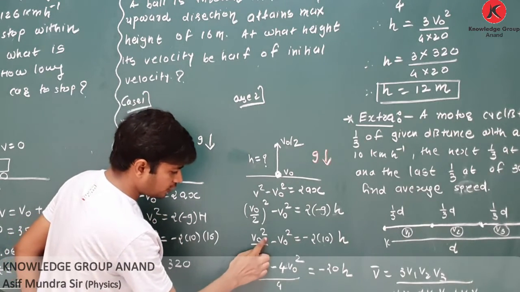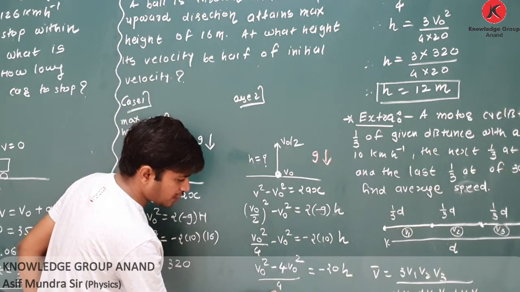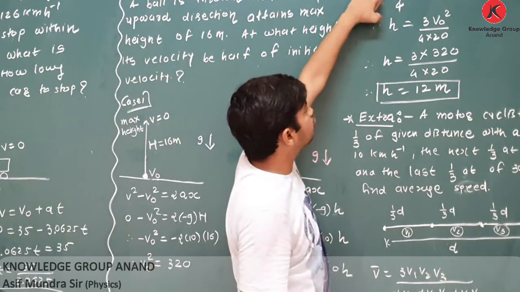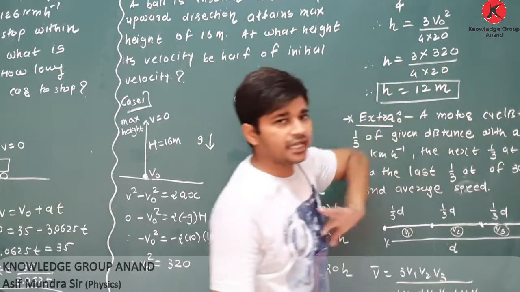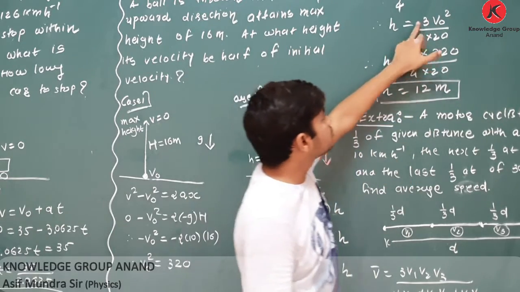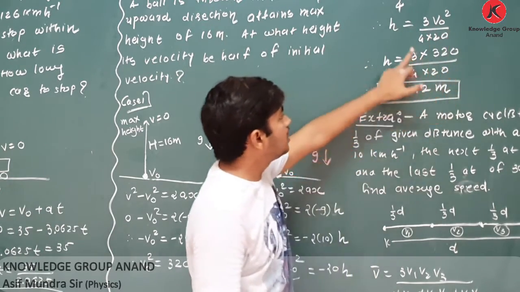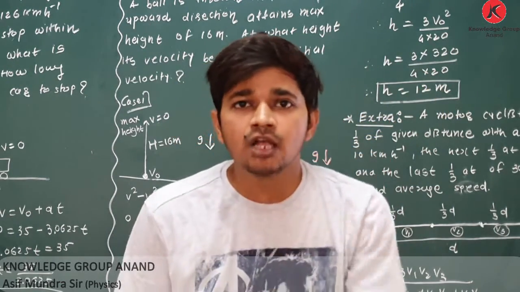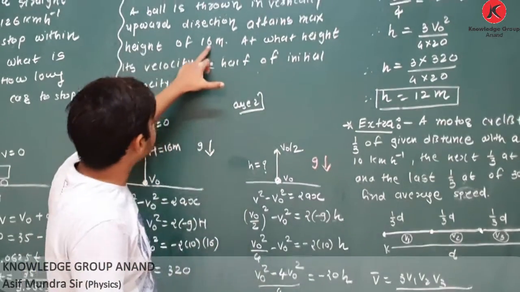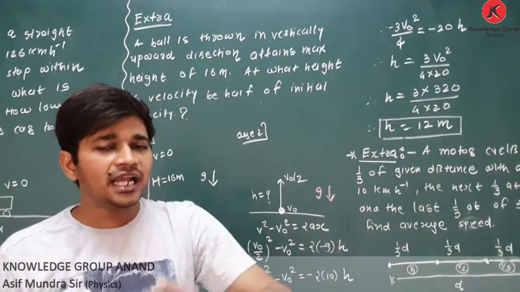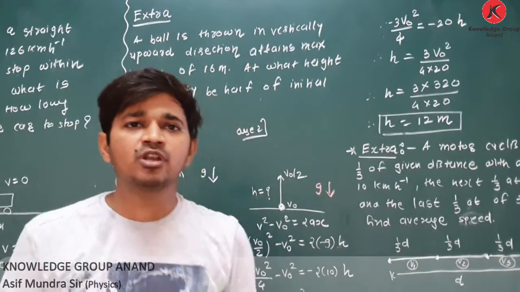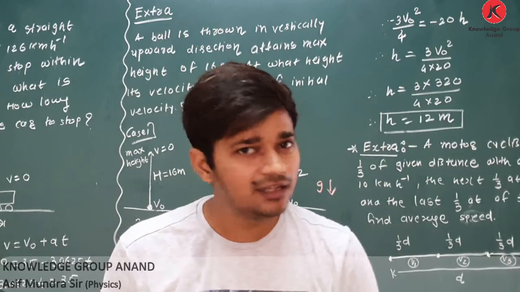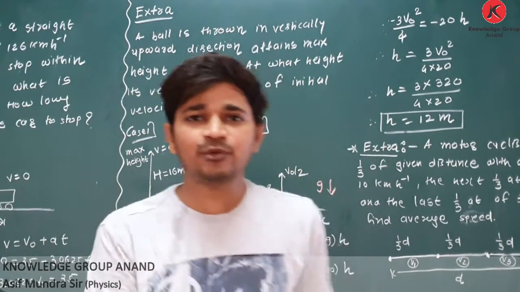Simplify this: V0 square minus 4V0 square divided by 4 is equal to minus 20h. Minus 3V0 square by 4 is equal to minus 20h. If you make h the subject, 3V0 square over 4 into 20. Put the value of V0 square, and you will get h is equal to 12 meter. So if maximum height is 16 meter, at which height will its velocity become half? It is 12 meter, not 8 meter. Okay, clear how to use the equations?